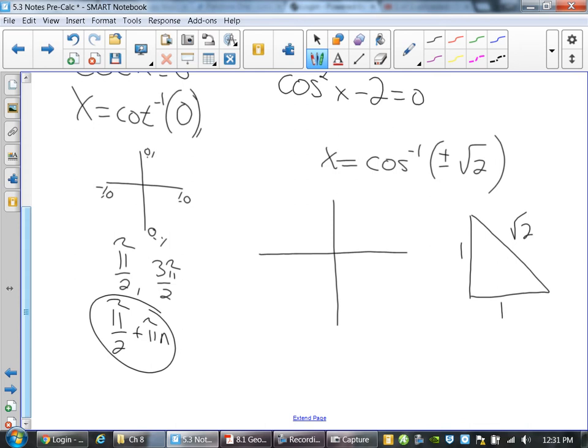Does that fall in anywhere for us? No. It doesn't fall anywhere for us. We don't have a triangle that gives us just a cosine of root 2. So sometimes you're going to get a problem where your cosine value is going to be plus or minus root 2, but you can't use a triangle to get there. We don't have a triangle to make that work. We don't have that to work with.